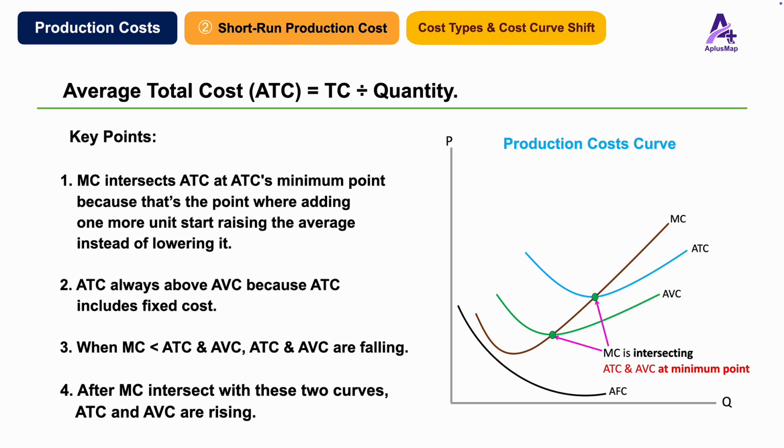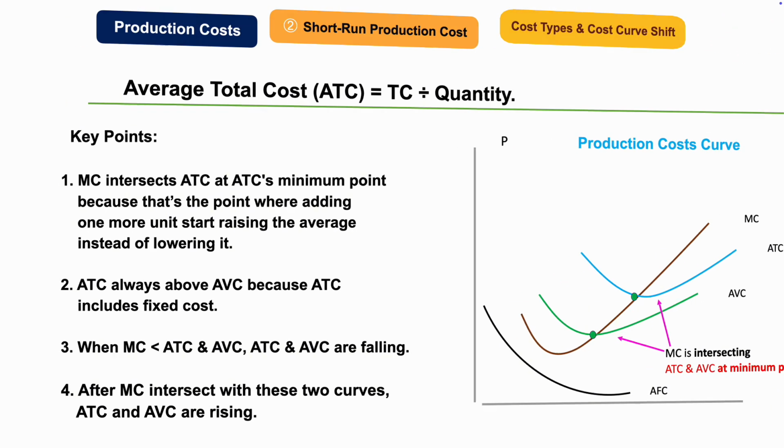So, just recap the relationships. When MC is below AVC and ATC, both averages are falling. After MC cuts through their minimum points, MC is now above them, so both ATC and AVC start rising. These relationships are crucial for the exam. Definitely seems like a graph to know inside and out.